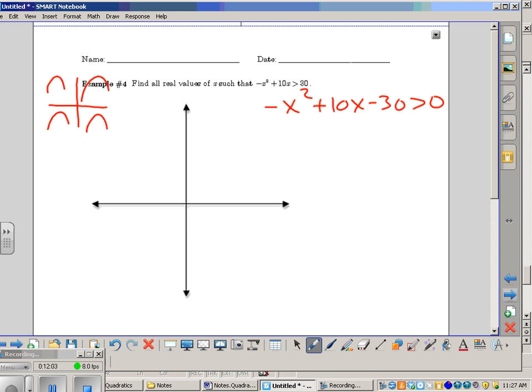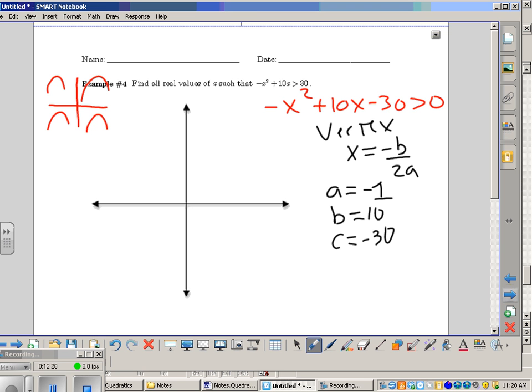Now, we could complete the square to figure out what the vertex is. I'm going to suggest to review an old concept. The vertex is negative b over 2a. So let's figure out what the x-coordinate of the vertex is using negative b over 2a. So a is -1, b is 10, c is -30. So I got to move over. There's a dead zone in the board here. So let's see. X equals -10.